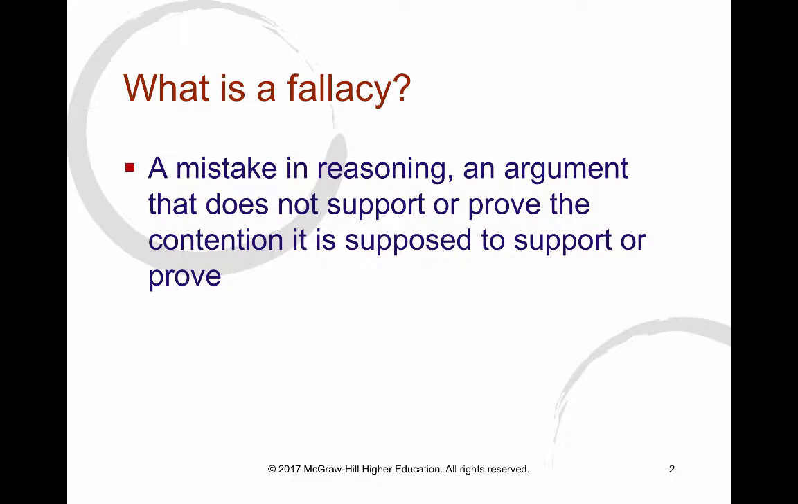Mistakes in reasoning are called fallacies, and the end result of a fallacy is that the argument doesn't either support or prove its conclusion. There are so many different kinds of fallacies that we could probably spend an entire semester on them, but we don't have that kind of time, so we're going to focus on the most common ones. Once you understand how easy it is to mess up an argument, it'll help you to put together good arguments as well as help you to see through the bad arguments of others.